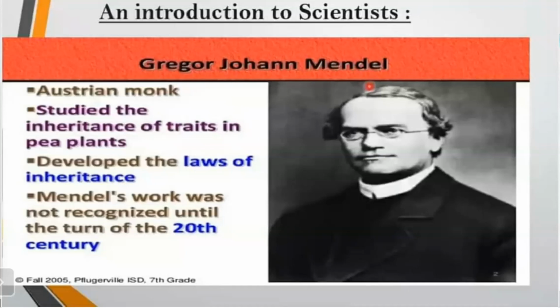For this reason, DNA is called what? A master molecule. They are called a master molecule. Then we have seen about the structure of DNA. Who proposed the model for the DNA structure? Watson and Crick. They proposed that the DNA molecule is a double helix.